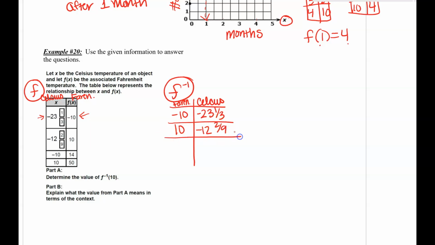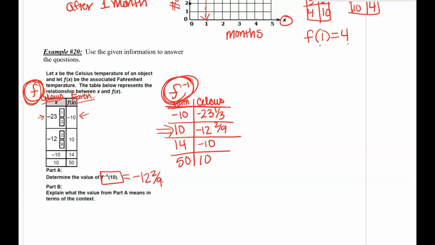So this would be what I would be thinking about if I made a new chart for the inverse function. The only difference is it's not changing what amount Celsius is the same as what amount Fahrenheit. Those are constant. It's just that f plugs in Celsius and tells you Fahrenheit. f inverse plugs in Fahrenheit and tells you the Celsius, okay? So when they say find the value of f inverse of 10, if you made a new f inverse chart, you would just look for the input of 10, and you would get that the answer is negative 12 and 2/9.